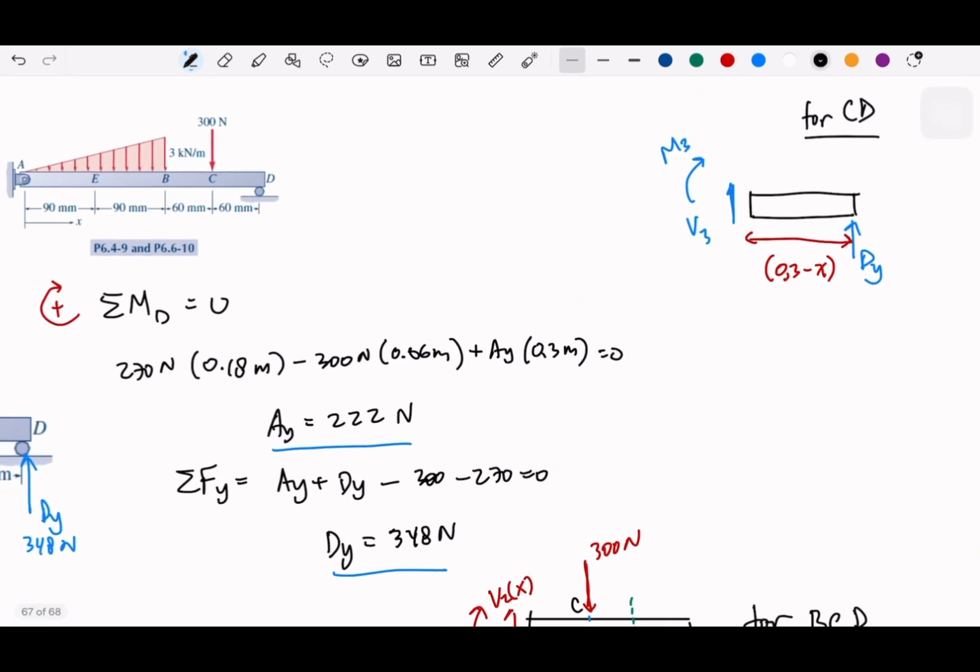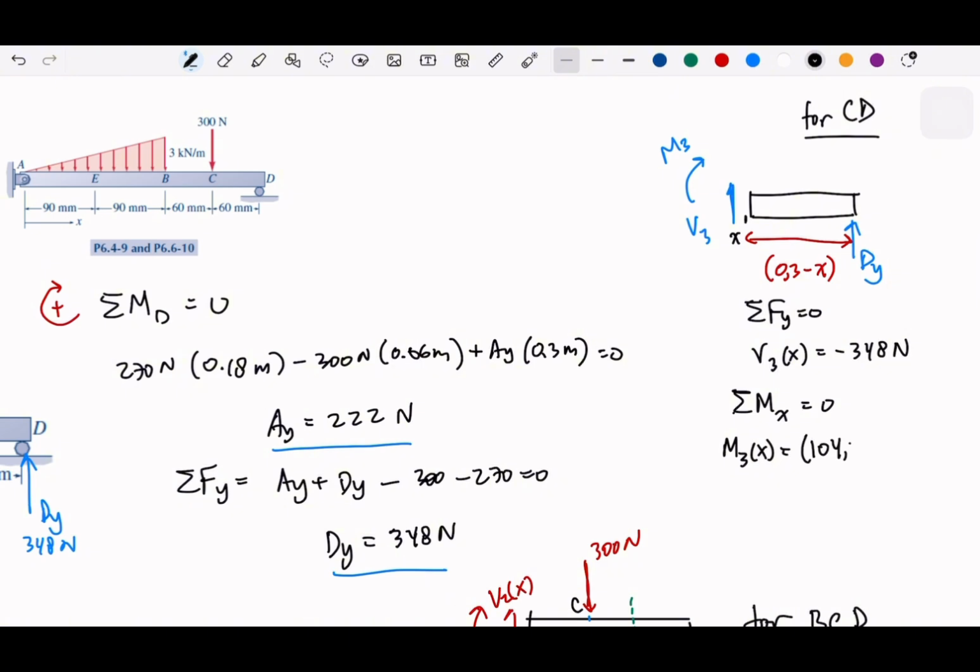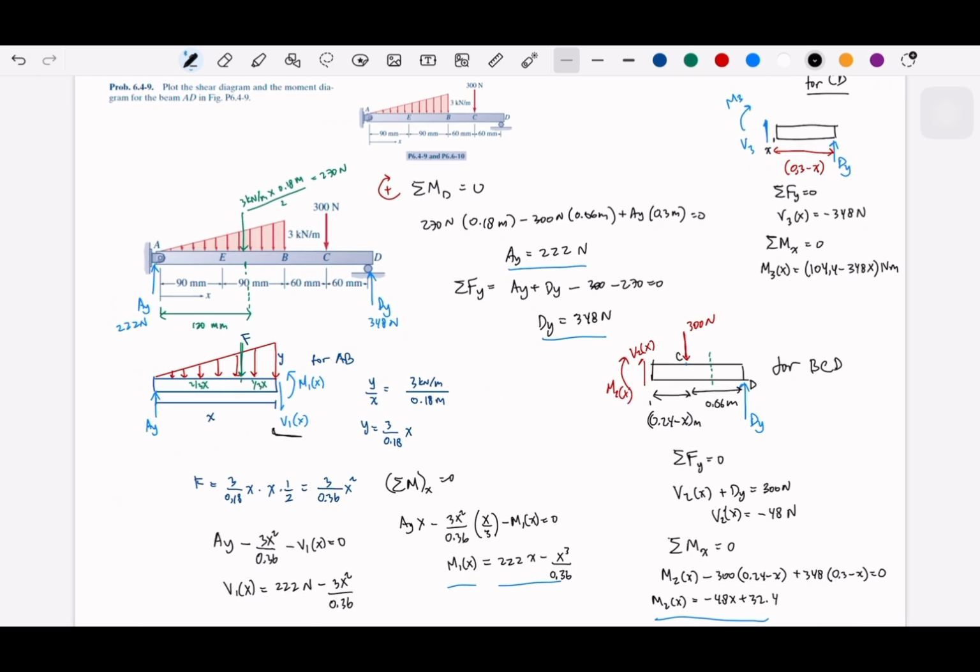So we use this sigma Fy. So V3 of x will be dy. And then the M3 is getting from the sigma M with respect to x. X will be at this point here. This one is x equals 0. And I will write the final equations. Okay, so we have all the conditions for V1, V2, V3, M1, M2, M3. Translate this into graph, okay?